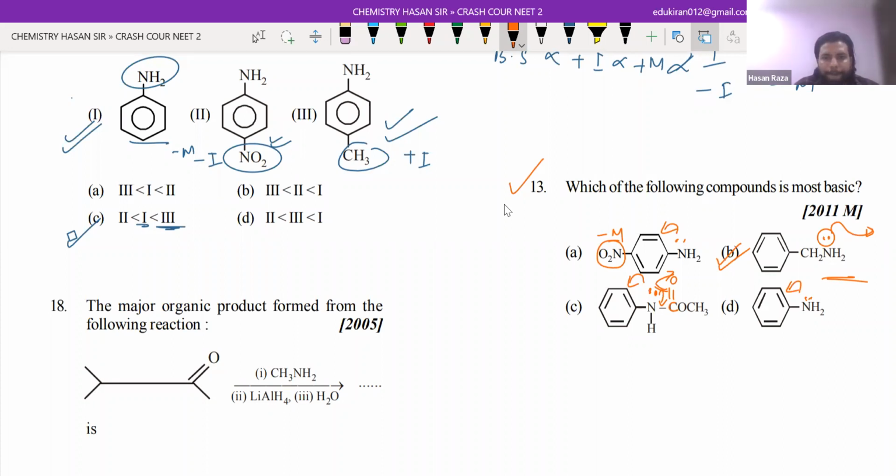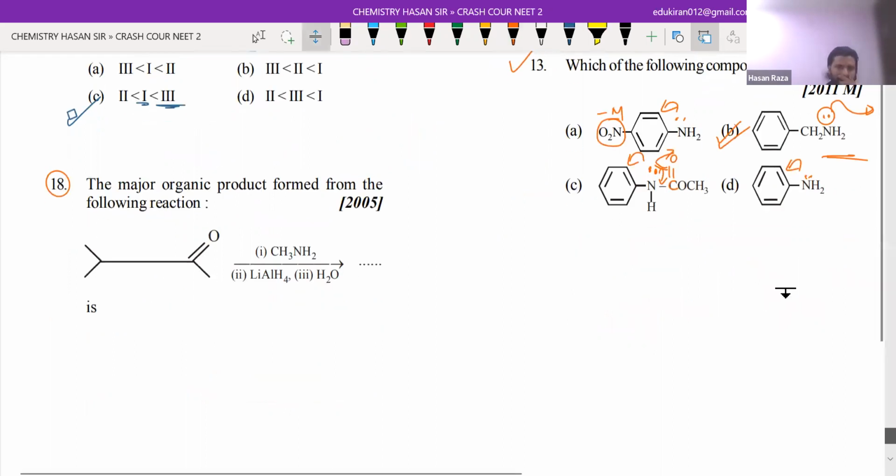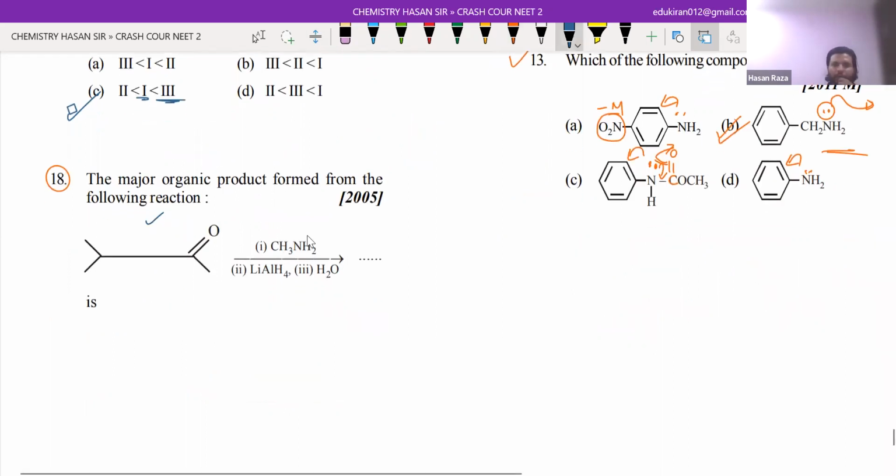Samira. Yes, sir. Okay. I'm not going to give the options for this question. Please do it, and if you are not able to do it, just let me know. I'm going to explain. See, this is your ketone, and if you react this in the first step with CH3NH2, see what will happen. It's very simple. I'm going to write this as H2NCH3.